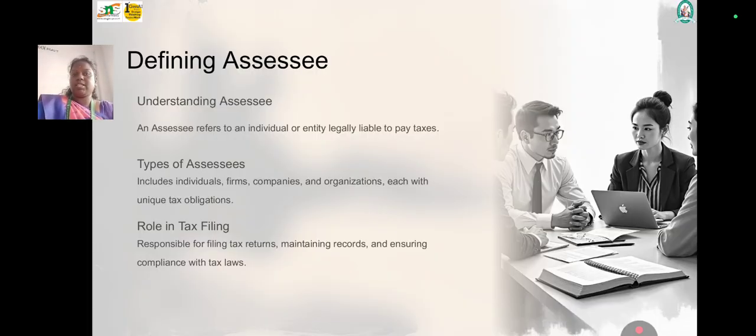First, defining assessee. The assessee refers to an individual or entity legally liable to pay tax. There are types of assessees which include individuals, firms, companies and organizations, each with unique tax obligations. Next is the role in tax filing. The assessee is responsible for filing tax returns, maintaining records and ensuring compliance with tax laws.